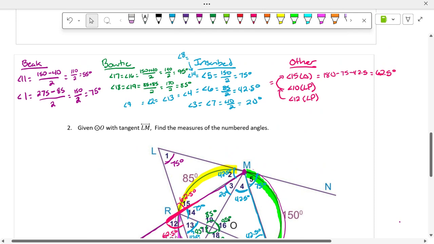So the ones that are clearly not inscribed or bow tie or beak, make sure you do those at the end once you have all your other angles figured out. Any questions on that?